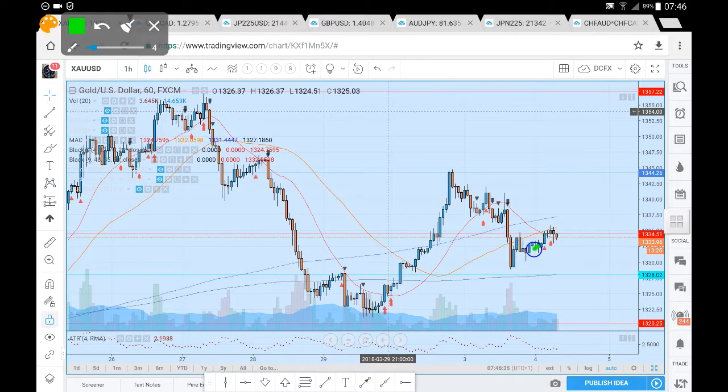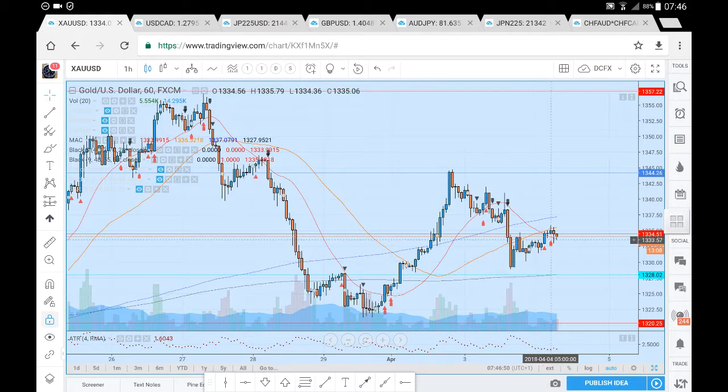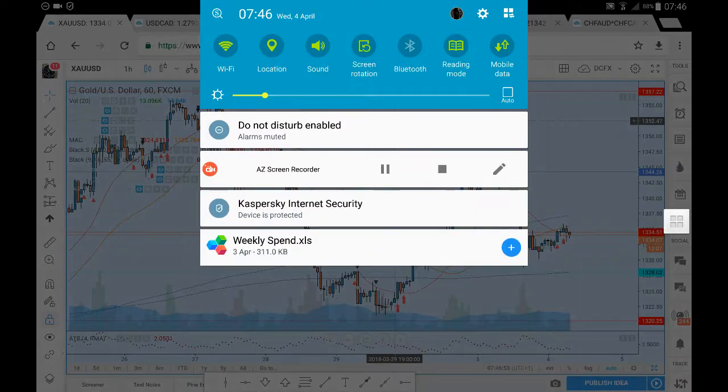So if we can break above and hold above this very strong major level of 1334.51, we're then looking for progression here to the upside towards our 1344.26. If we do successfully break and hold above the 1344.26, we're then looking for progression up towards that 1350 here on the XAUUSD.